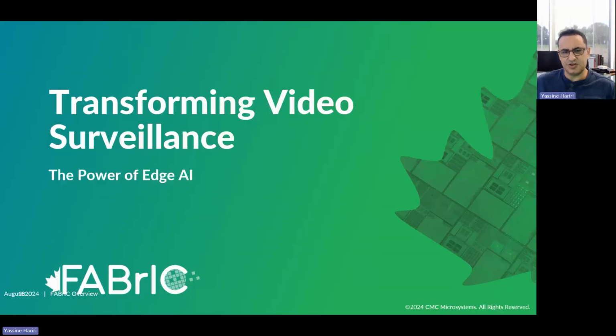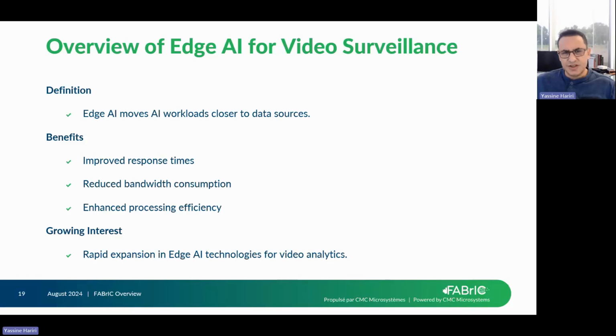Now the topic today: transforming video surveillance and the power of Edge AI. Edge AI represents a shift in how we handle video surveillance by processing data locally rather than relying on the cloud. This transition not only speeds up response time, but also conserves bandwidth, which is crucial as the volume of data continues to rise. The growing interest in Edge AI technologies reflects a broader trend toward more efficient intelligent video analytics.